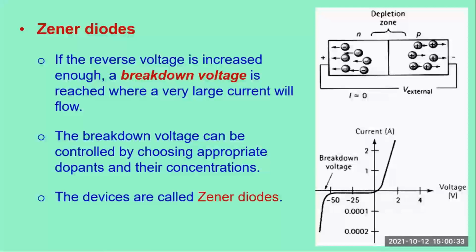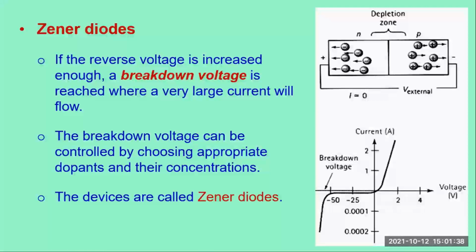These are specially designed and highly doped PN junction diodes. This breakdown voltage can be controlled by choosing appropriate dopants and their concentrations. Like I said, they are specially designed and highly doped in order to achieve this phenomenon and ensure that they work efficiently.